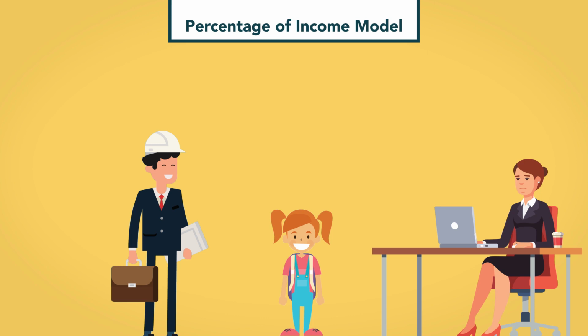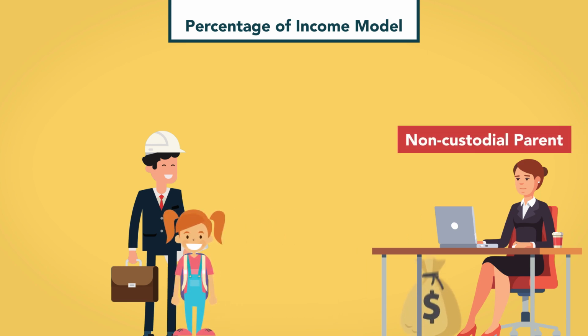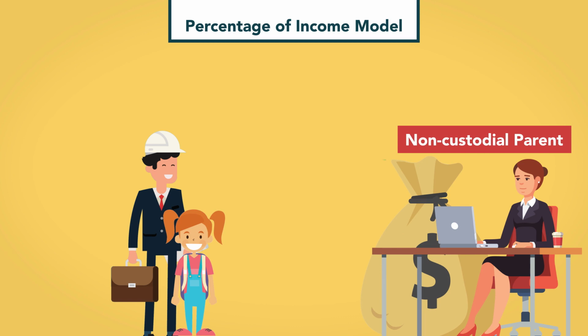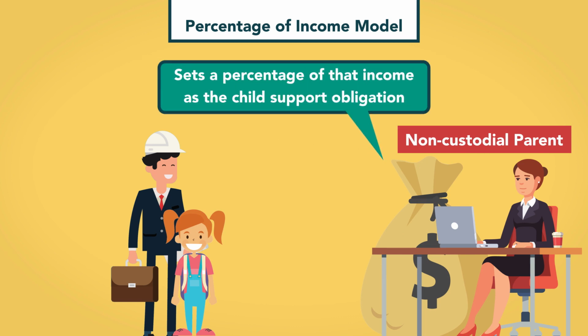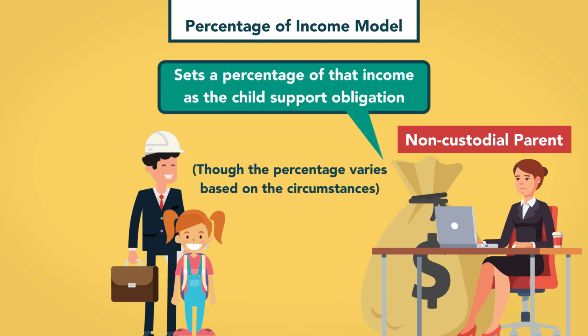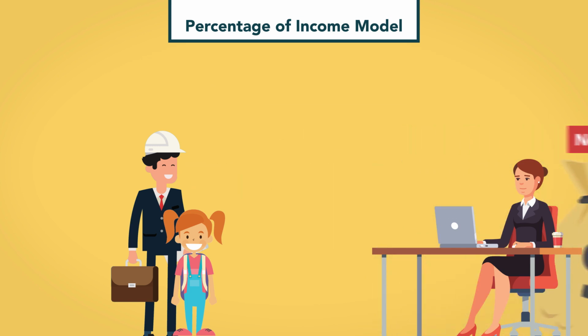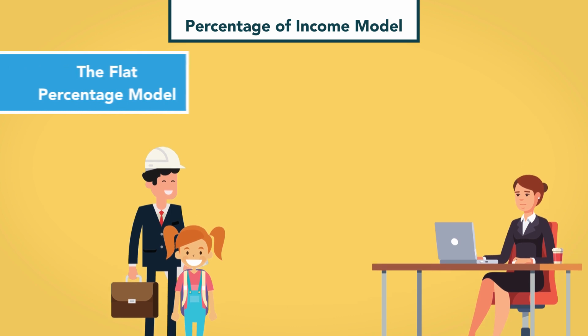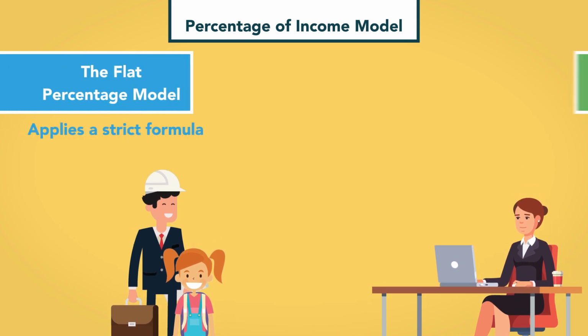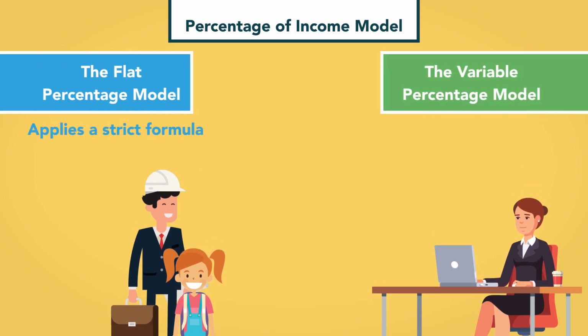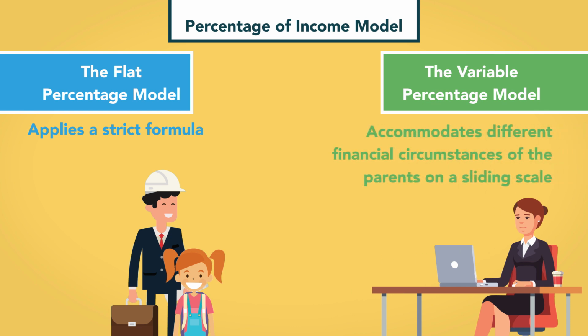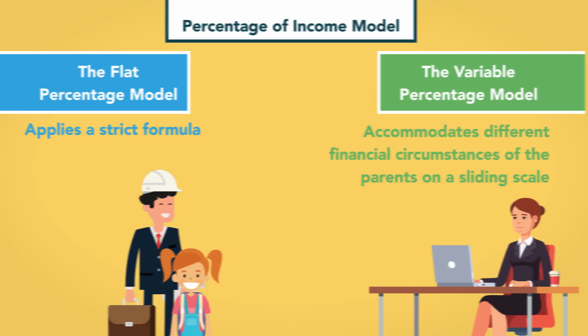Percentage of income model. The percentage of income model only considers the income of the non-custodial parent and sets a percentage of that income as the child support obligation, though the percentage varies based on the circumstances. There are two variations of this model: the flat percentage model, which applies a strict formula, and the variable percentage model, which accommodates different financial circumstances of the parents on a sliding scale.